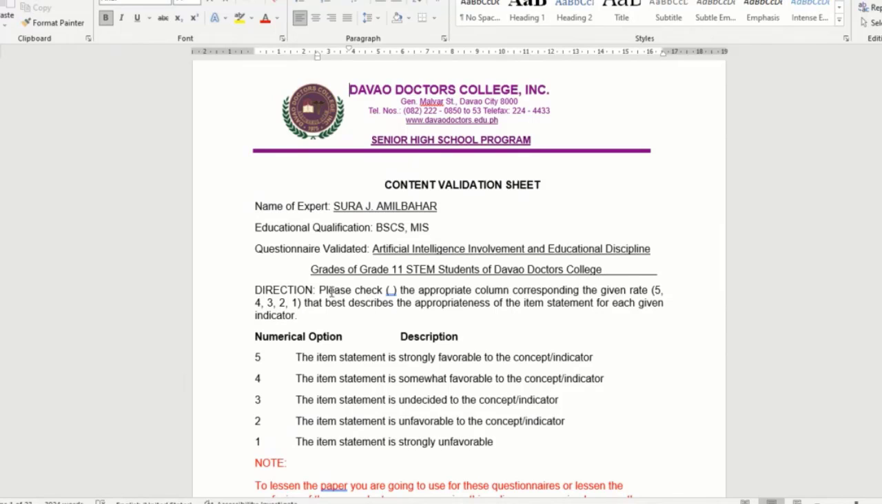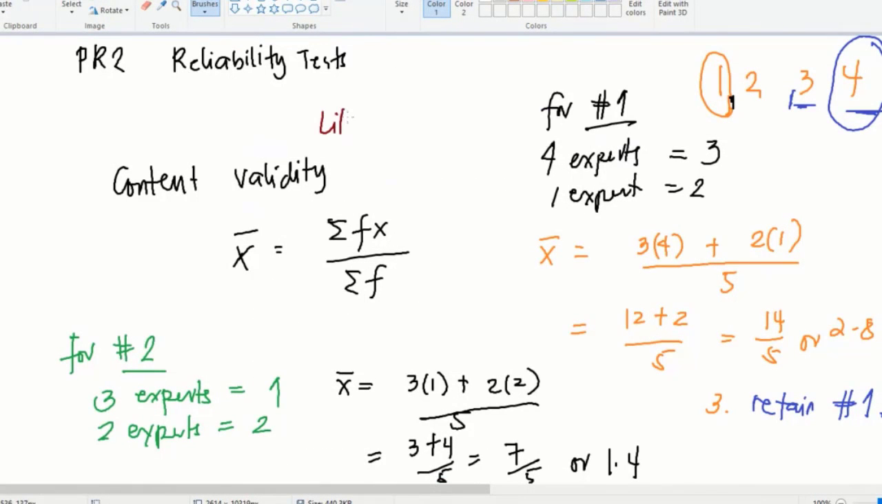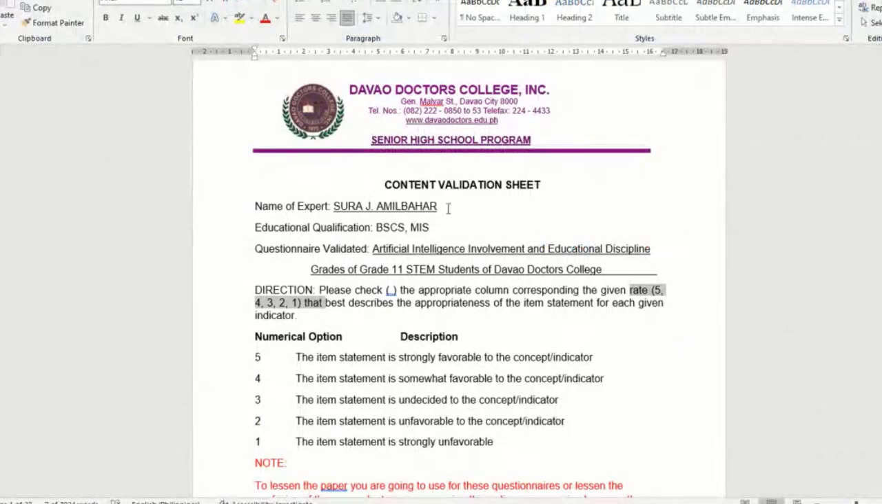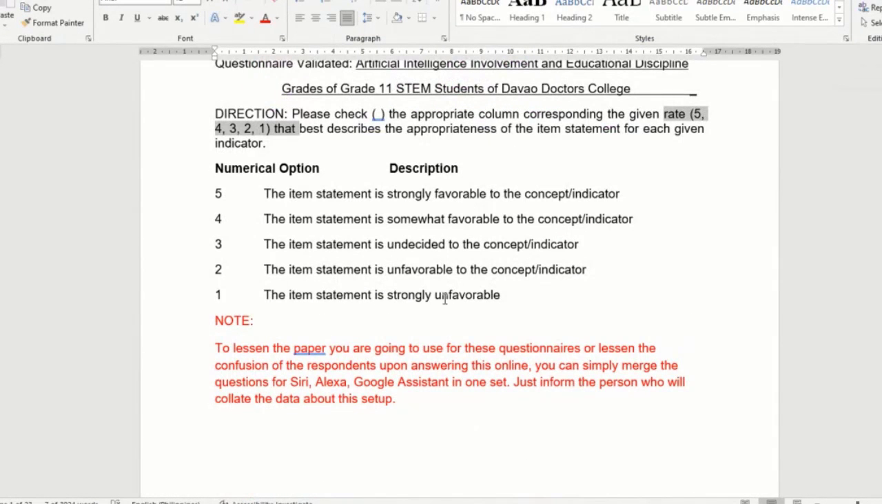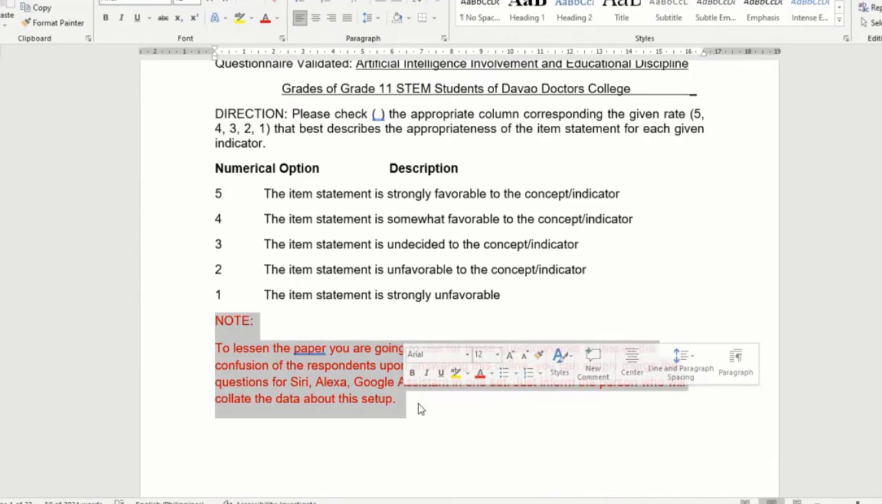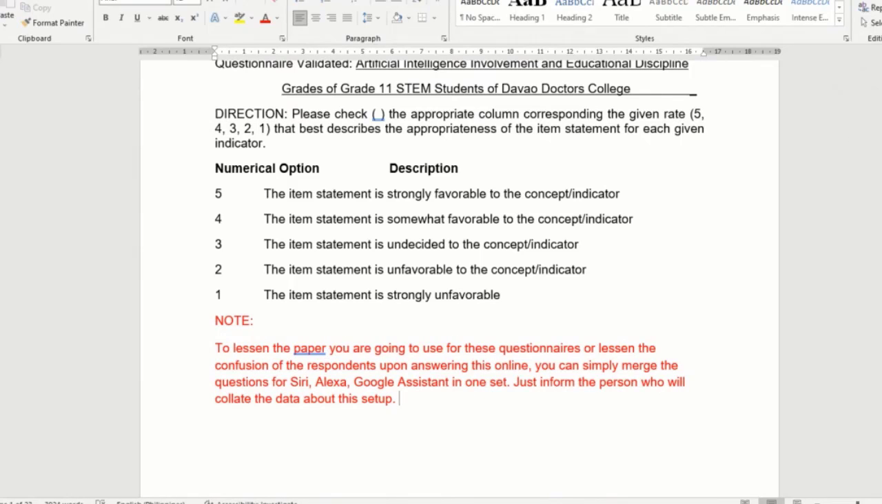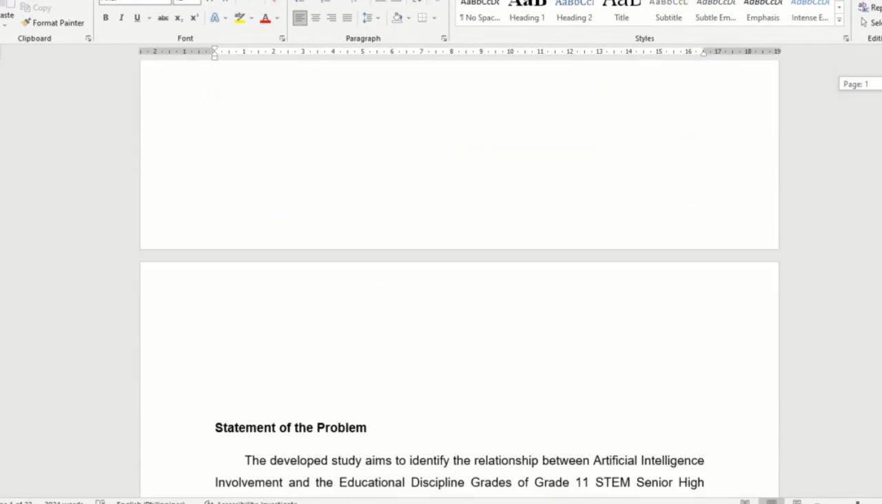As you can see, the researcher asked me to please check the appropriate column corresponding to the given rate, 5, 4, 3, 2, 1. Now, it depends. We have already talked about the Likert scale before. I hope you remember the Likert scale. There are different kinds: there is 1 to 4, which is the example we have been discussing earlier, and there is also a 1 to 5 Likert scale. For this specific example, the rating is 1 to 5. So 1 means the item statement is strongly unfavorable, and up to 5, the item statement is strongly favorable to the concept or indicator. The red ones are my notes, my comments about the questionnaire.